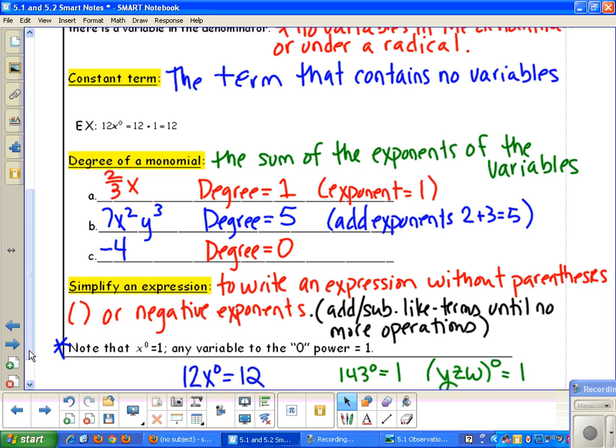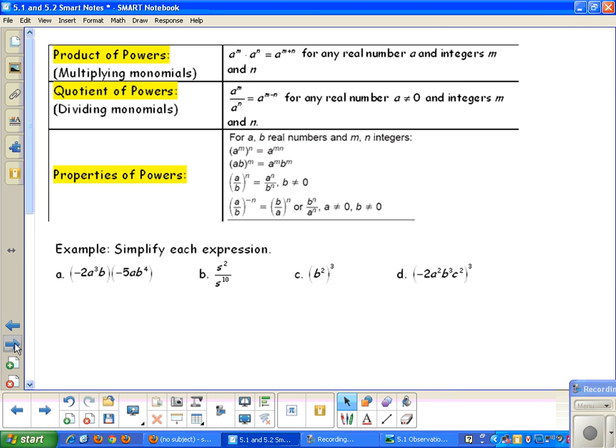Now, the next thing we're going to talk about is on the other side of your paper, the properties of exponents. Some of the properties of exponents are the product of powers when you're multiplying monomials, the quotient of powers when you're dividing monomials, and the properties of powers, which we usually call power of powers. So these are the properties of exponents.